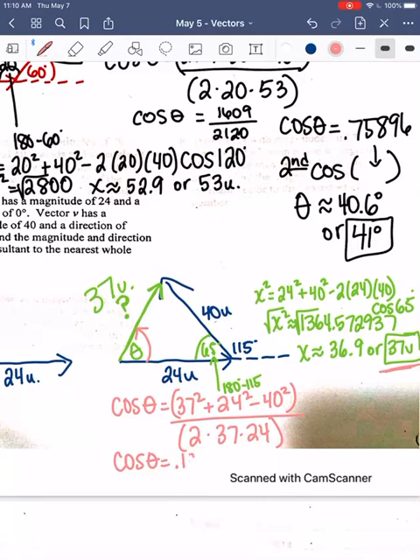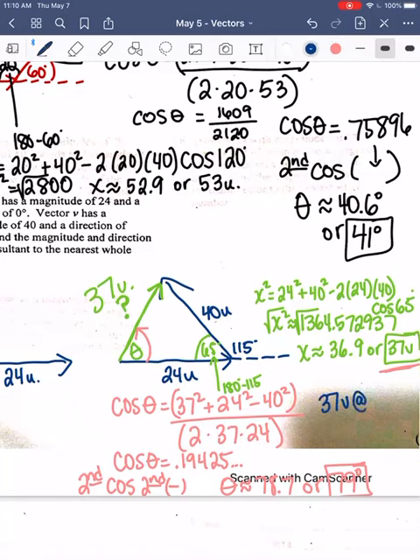And you get 0.19425, and so on. And then you're going to do second cosine of that answer. The second cosine, the second negative, helps you get that answer if you have a handheld calculator. If not, you can just retype the number. And then theta is approximately 78.7, which rounds to 79 degrees. Okay, so our final answer is 37 units at 79 degrees. Okay.